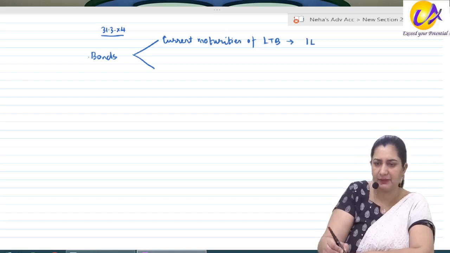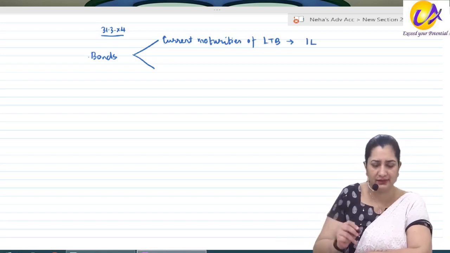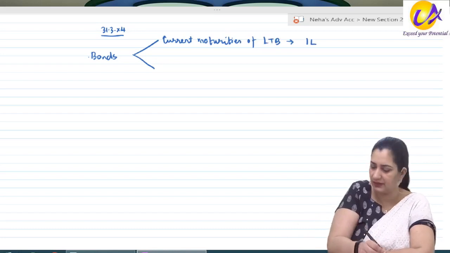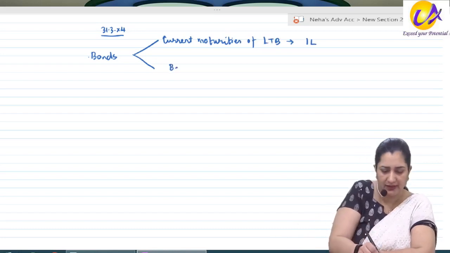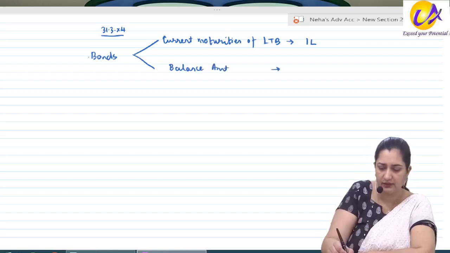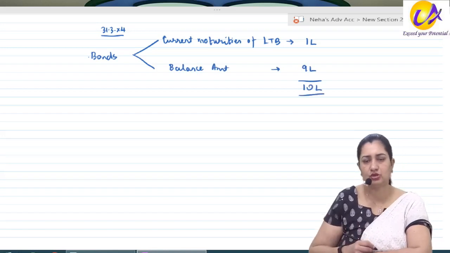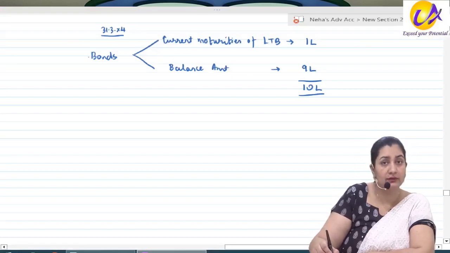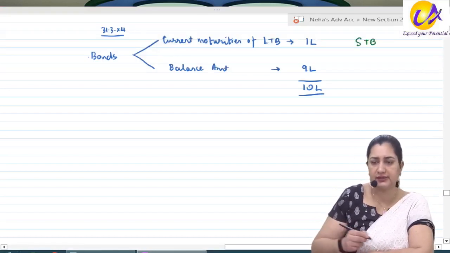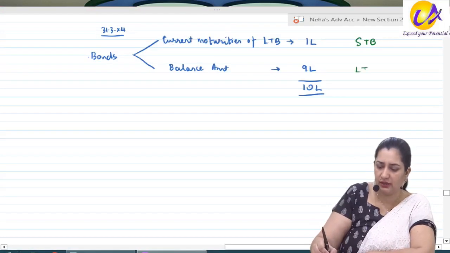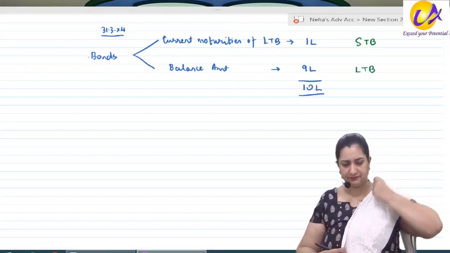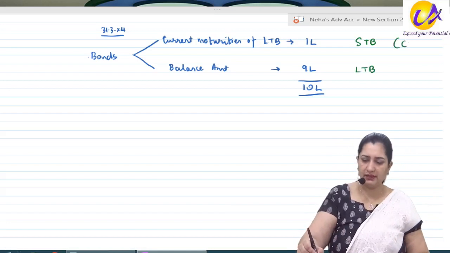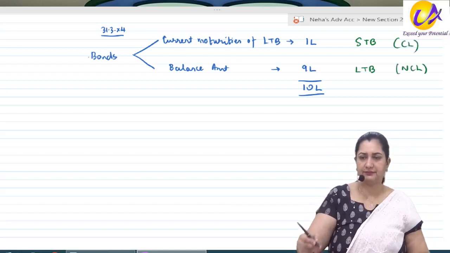So we saw 1 lakh is payable within 1 year, and the remaining, the balance amount will be 9 lakh. So how will you show this? This will be shown under your short-term borrowings, and this will be shown under long term borrowings. Easy? This is your current liability, this is your non current liability.